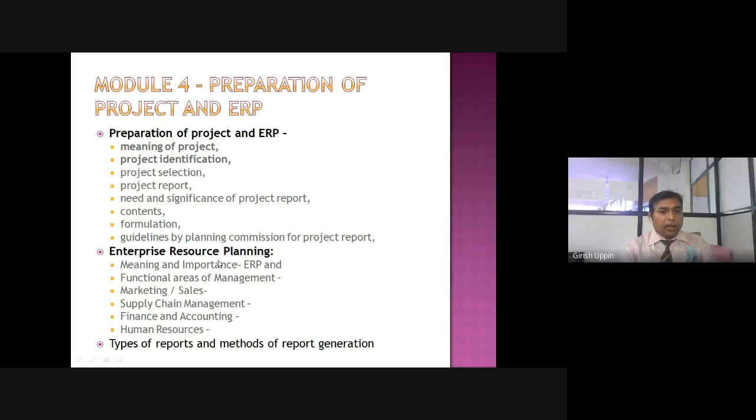Next, in enterprise resource planning, that is ERP, first we will understand the meaning and importance of ERP. And in ERP there are many functional areas. We are going to see the functional areas of management, for example marketing or sales, and supply chain management. Marketing, you know what marketing is?